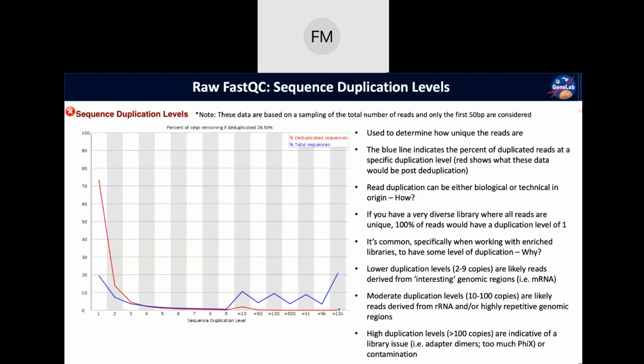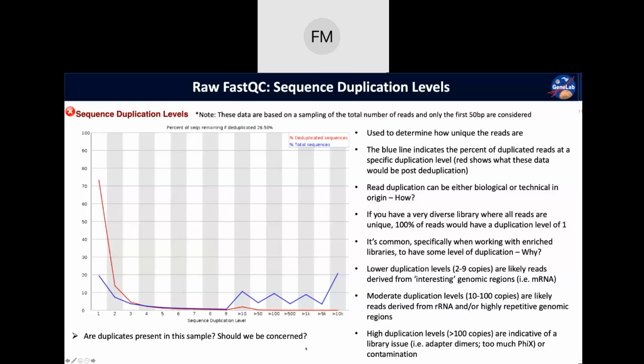But remember, these are the raw data. So we didn't remove anything. We didn't do any filtering. And your Phi-X doesn't have any indexes. So when you go to assign your reads based on your indexes, Phi-X is not going to be assigned. But it will show up as a sequence. So if that sequence is going to be identical, then we would see it in the duplication.